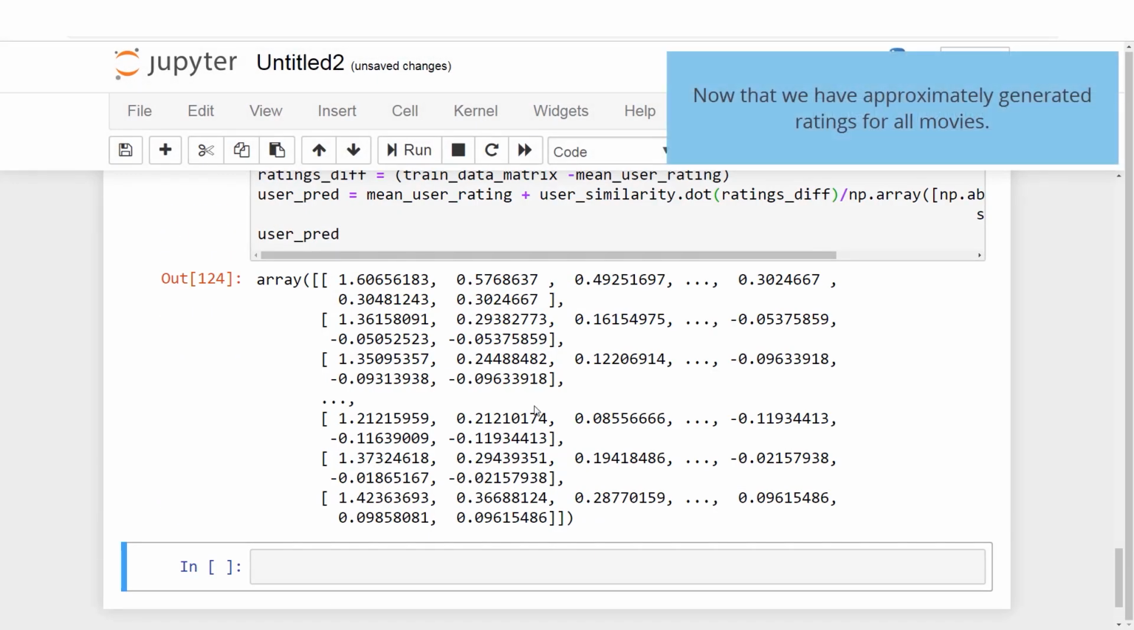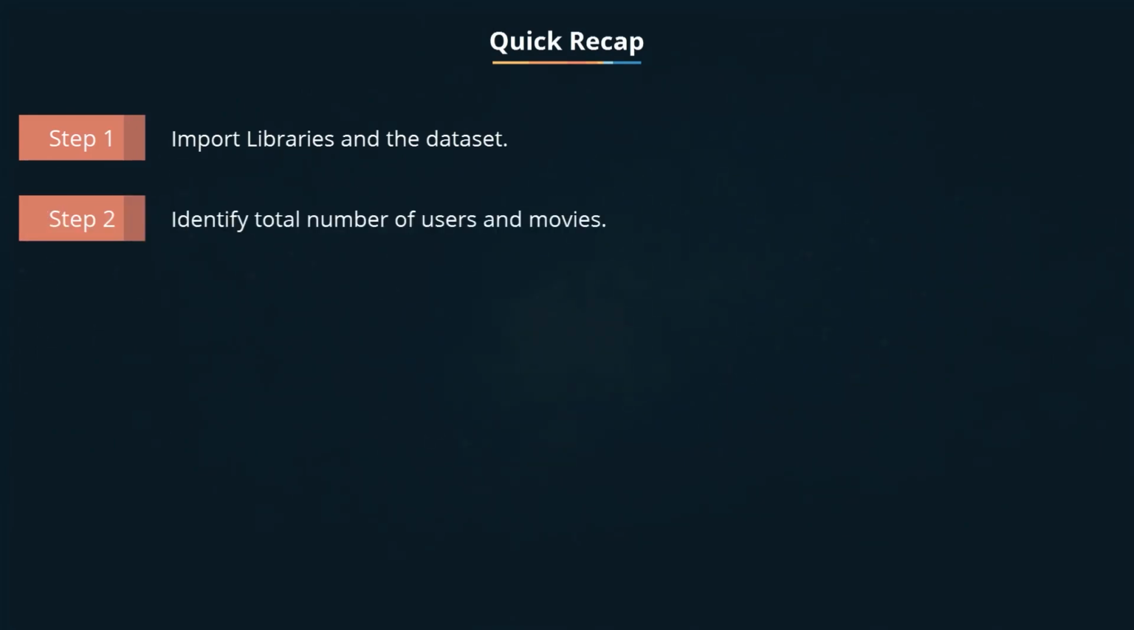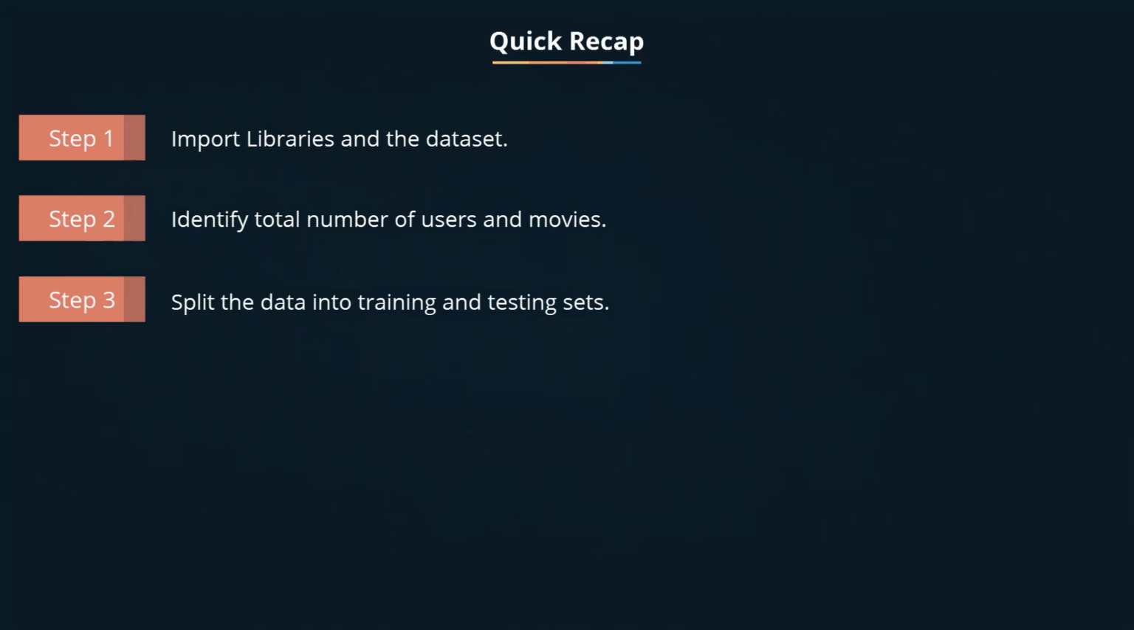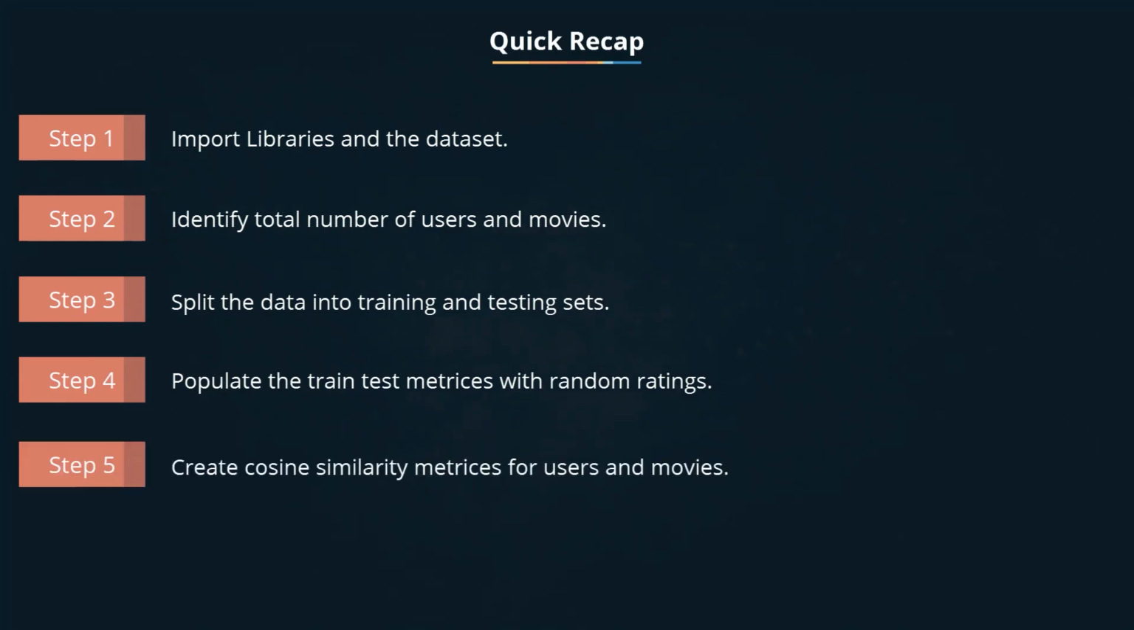Now that we have approximately generated ratings for all movies, let's quickly recap the steps we have covered. Import libraries and the dataset. Identify the total number of users and movies. Split the data into training and testing sets. Populate the train and test matrices with the ratings. Create cosine similarity matrices for users and movies. Perform predictions.